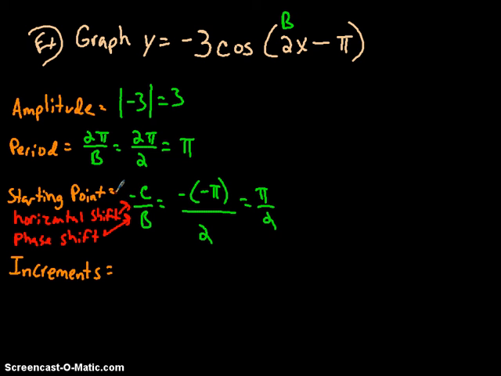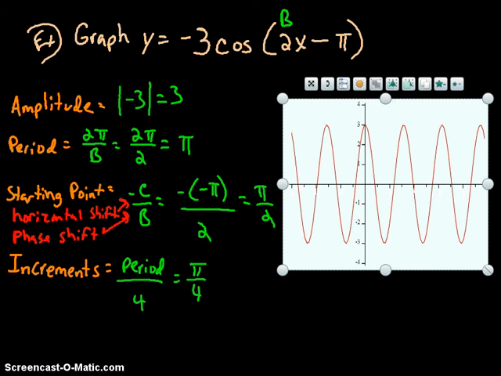The last thing are the increments. The increments are going to be the period over 4, which is pi over 4. So I know my increments are all pi over 4 from the last. So from there, I hope you graphed it. It should look basically like this.